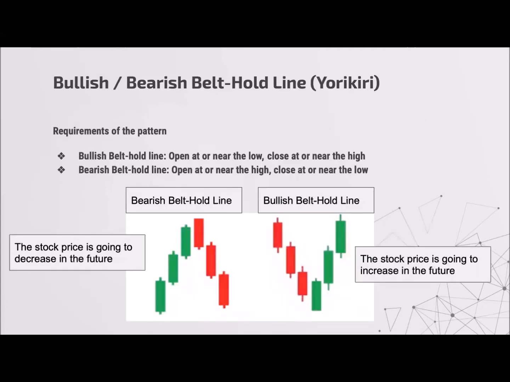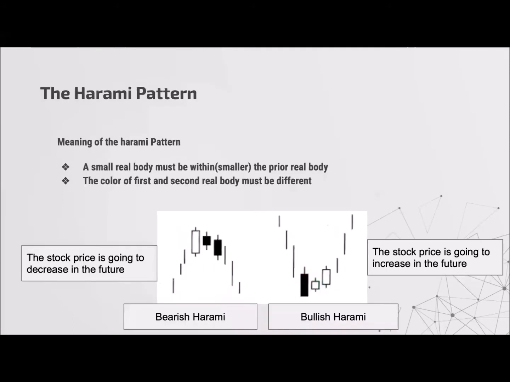For the belt hold line pattern, a bullish belt hold line will open at or near the low price and close at or near the high price of the day, and the bearish belt hold line will exist with the opposite pattern. About the Harami pattern, a small real body must be within the previous real body, which is shown as the patterns below.